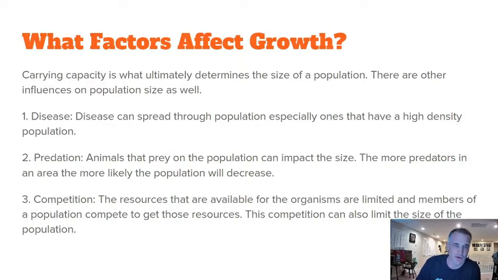Predation. Animals that prey on a population can impact the size. With more predators in an area, it's more likely the prey population will start to decrease because they're feeding on the prey. Competition. As I mentioned before, seldom do you have two species that are filling the same niche in the same area because competition is too stiff, right? The resources that are available for the organisms are limited, and members of the population compete to get those resources. This competition can also limit the size of the population.